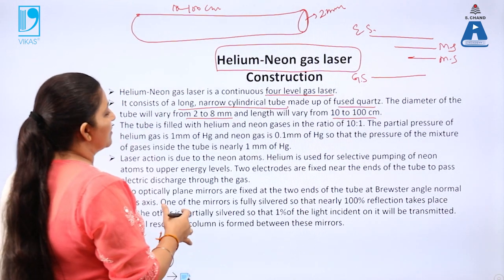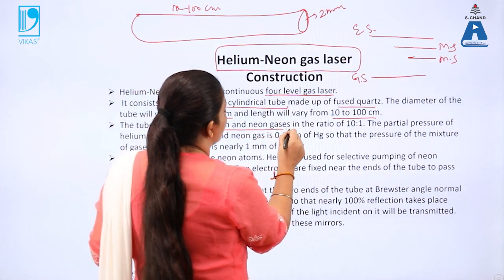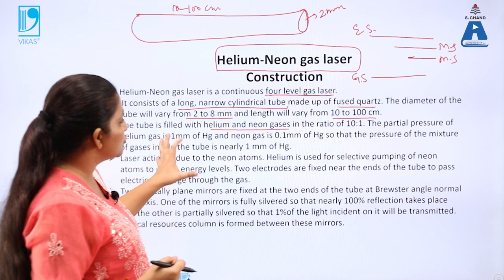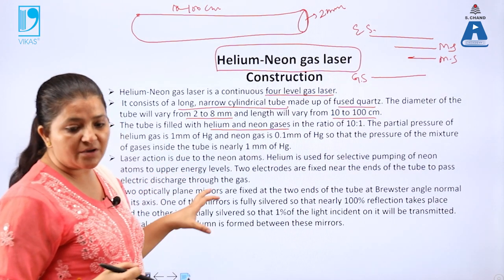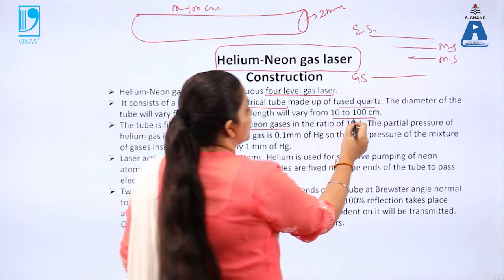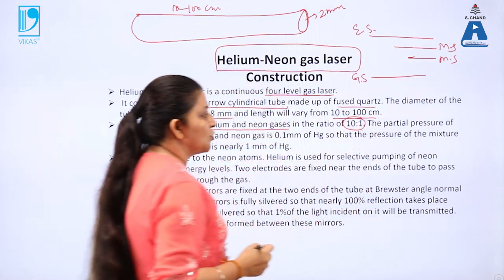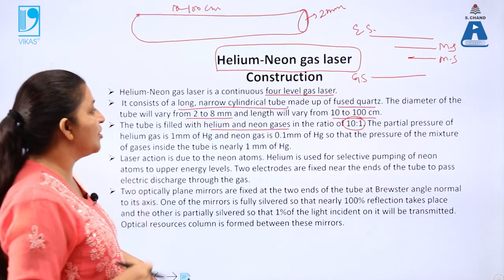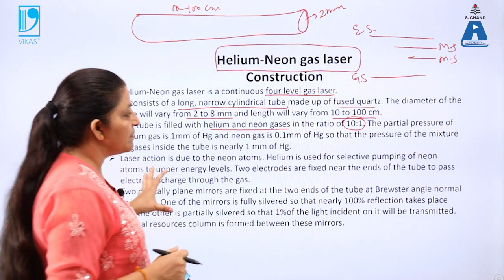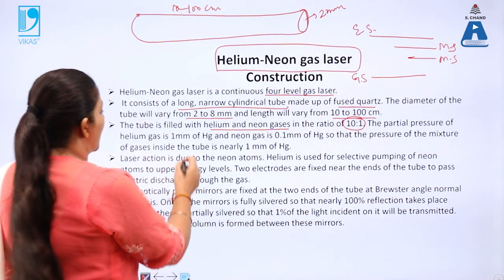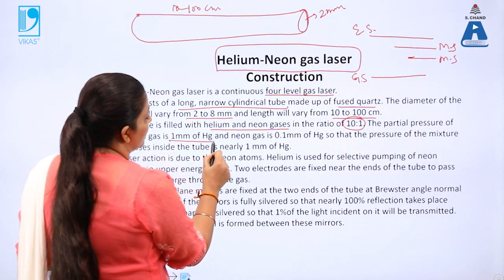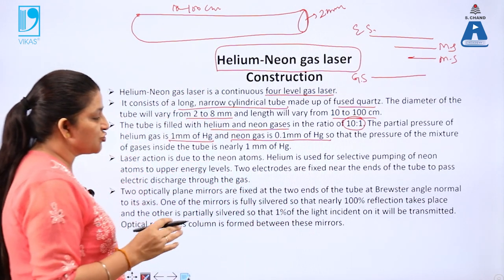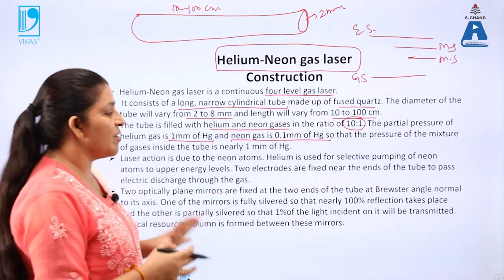Now this tube is filled with helium and neon, because these are the initial precursors from which the gas laser is made. The ratio taken is 10:1, meaning for 10 atoms of helium, 1 atom of neon is present. The partial pressure of helium gas is taken as 1 mm of mercury and that of neon gas as 0.1 mm of mercury.